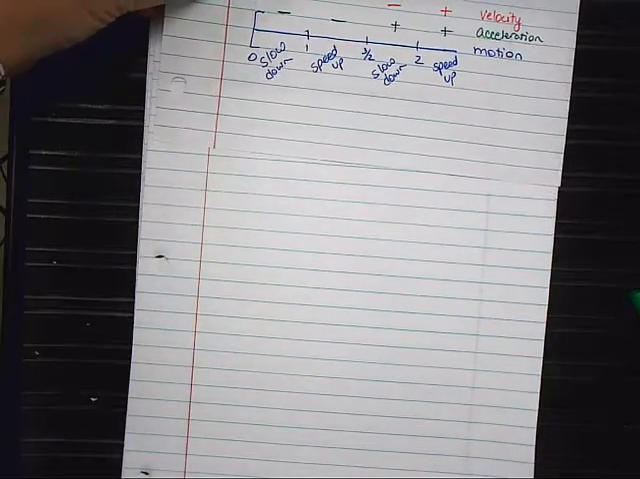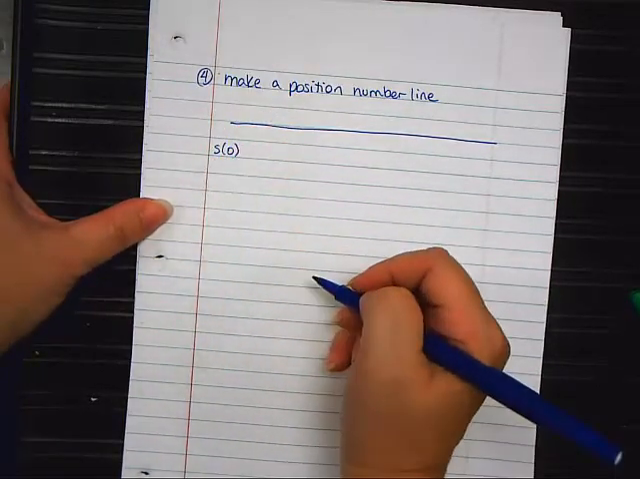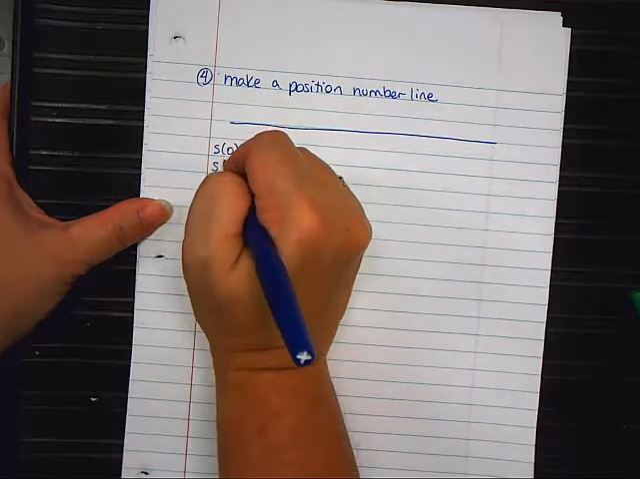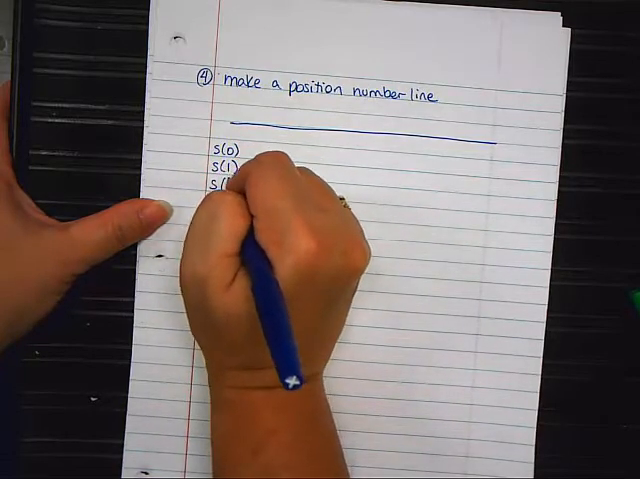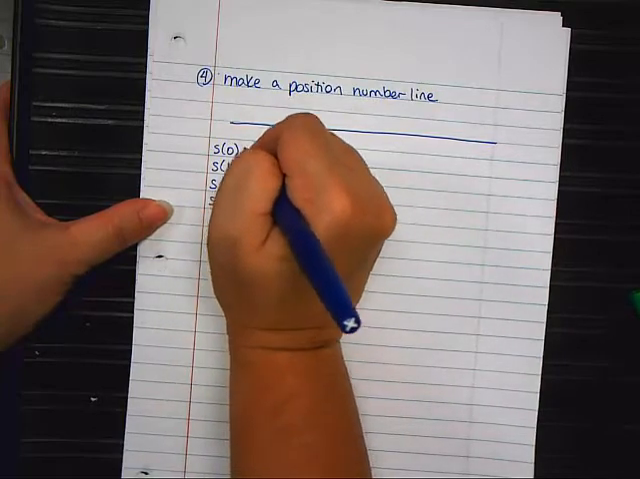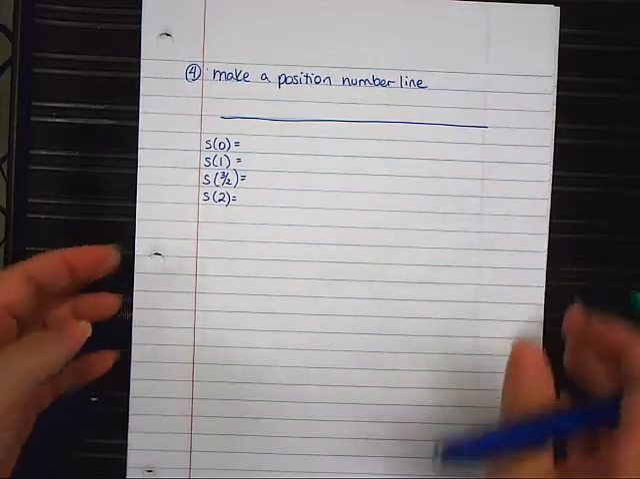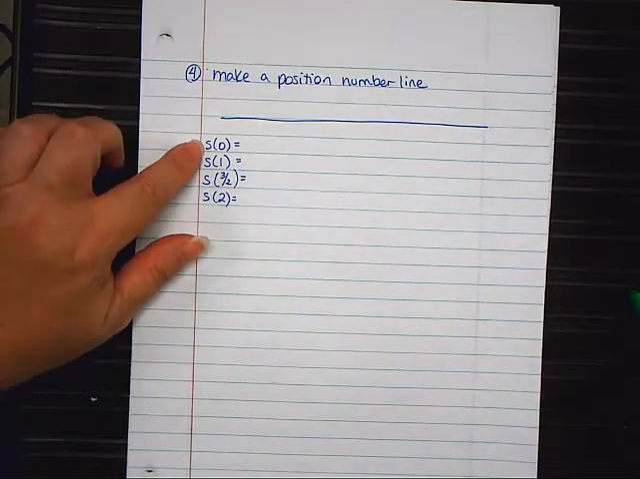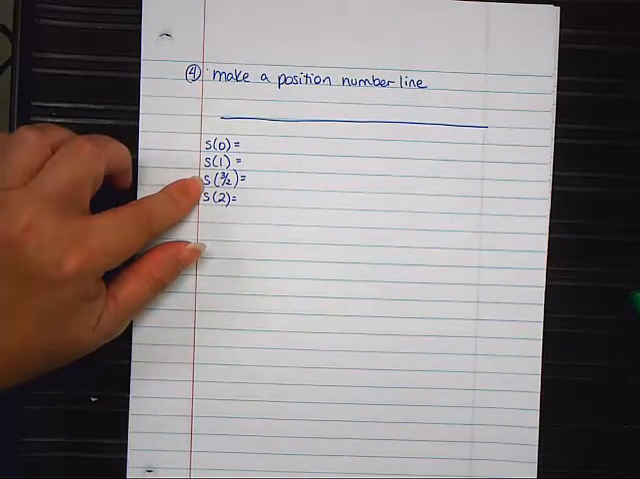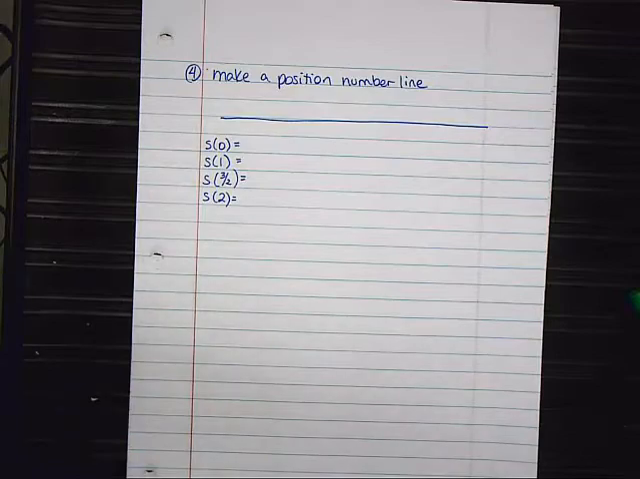What numbers did we use? 0, 1, 3/2, 2. You have to use the 0 also. So we're going to find the position at 0, that's S of 0, S of 1, S of 3/2, and S of 2, because remember, S is position. We haven't even used the position equation yet. We've always been using the velocity or the acceleration up to now. So now, this tells me where it is at 0, where it is at 1, and so on and so on.